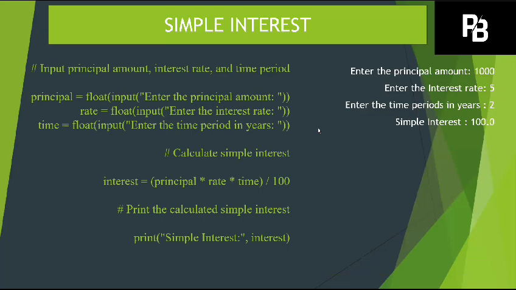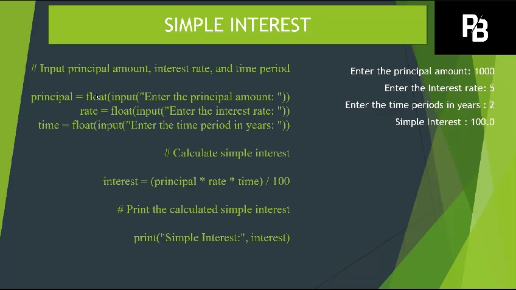So my first program is simple interest. How can I calculate the simple interest? In mathematics, we know that for the simple interest, we need three things: principal, rate, and time. So three inputs I need. I declare principal, rate, and time, three variables. Using the input method, I'll just take my input.